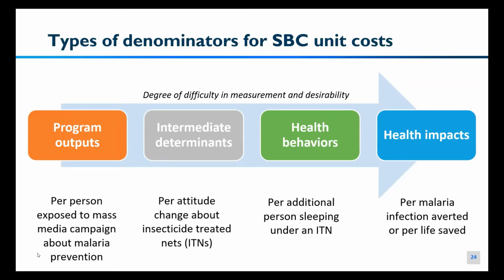So in the next slides, we're going to focus more closely on the program outputs, behaviors, and health impacts. Studies examining the cost per intermediate determinants are pretty rare. They can be done, and a couple exist in the literature, but we're not going to be exploring that category today. Next slide.